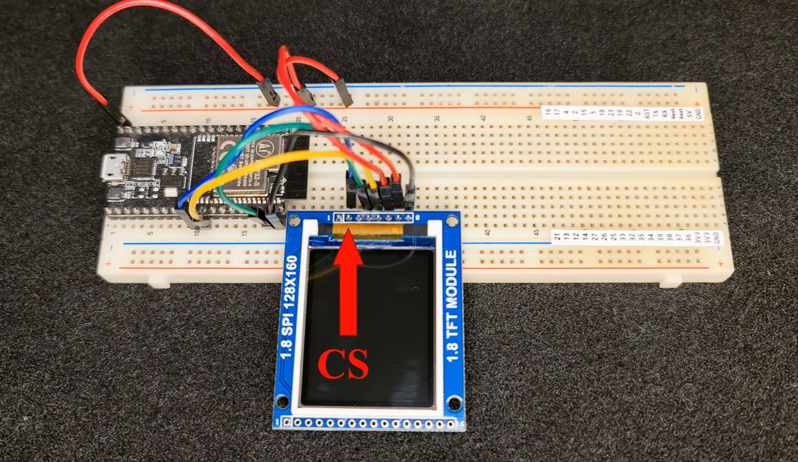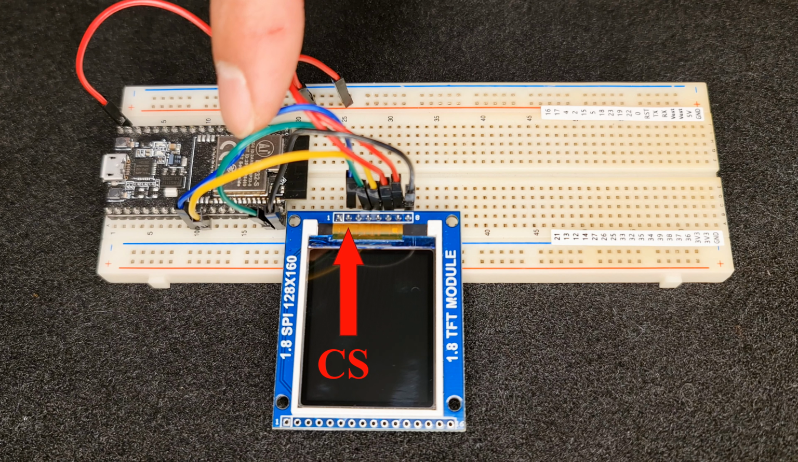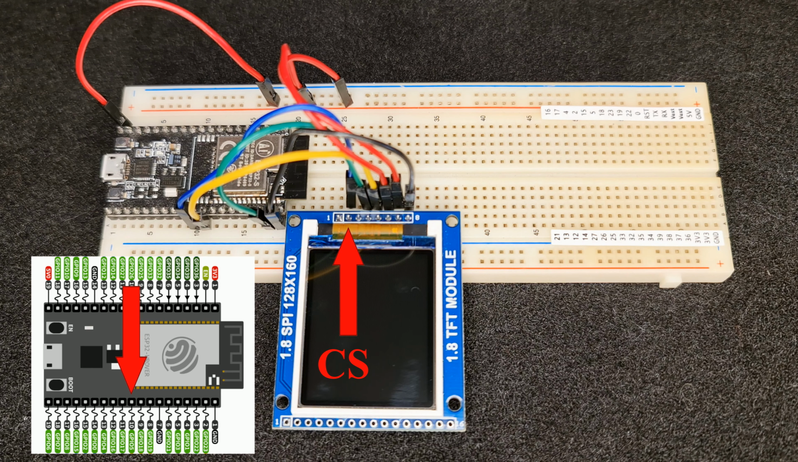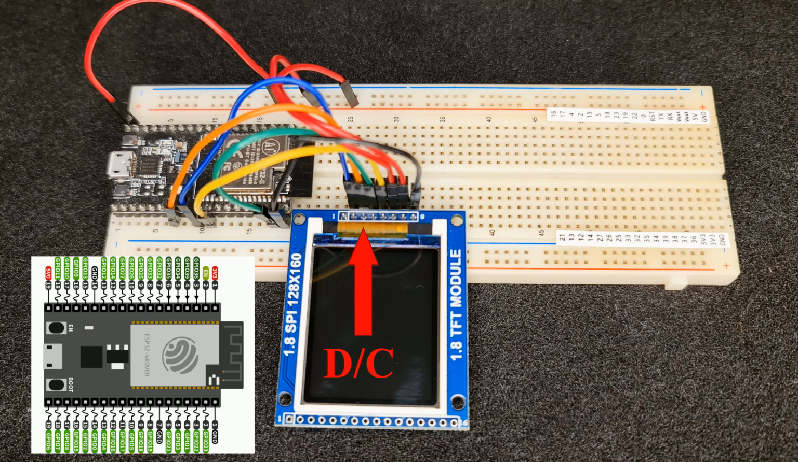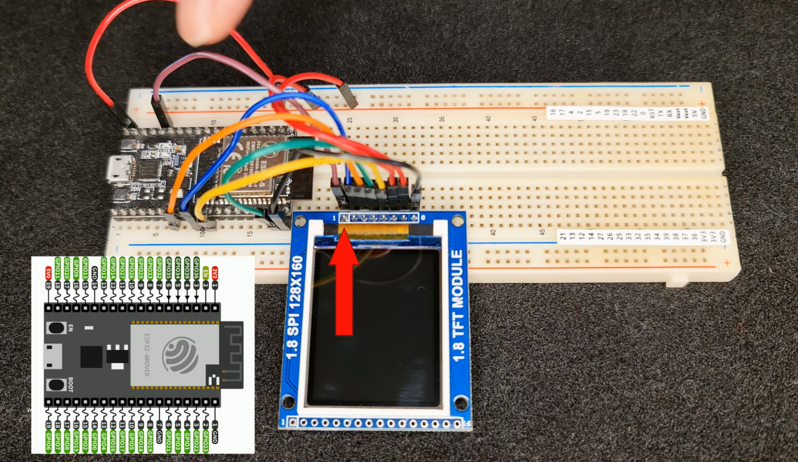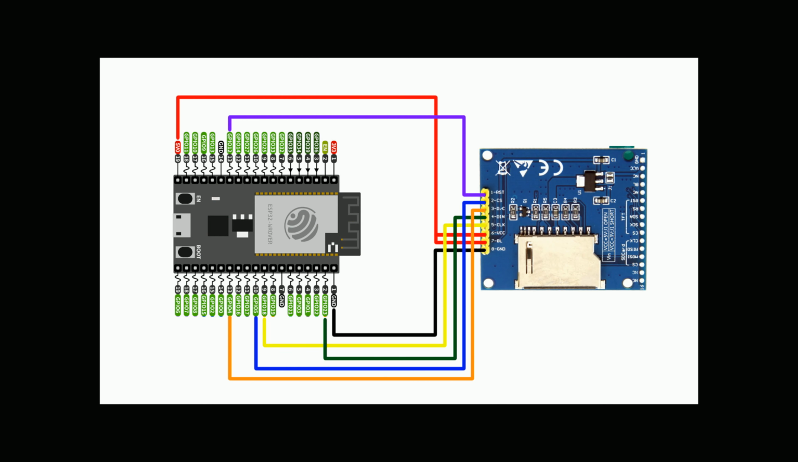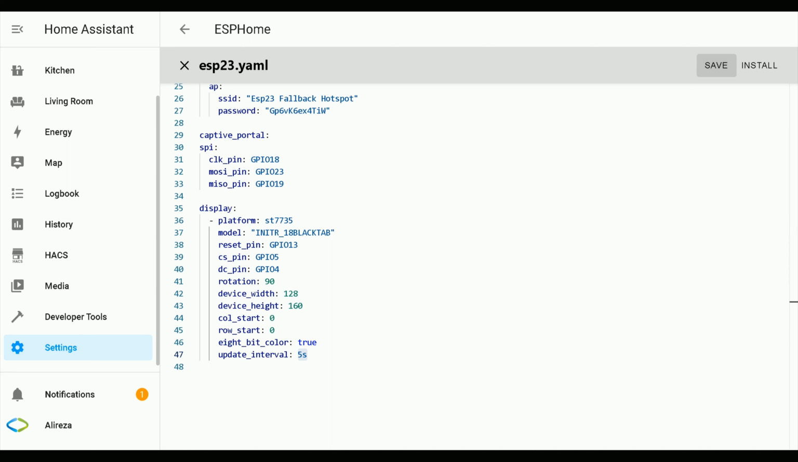I connected the CS pin of the display, pin number 2, to GPIO5, the blue wire. Connected pin number 3, the DC pin of the display, to GPIO4, the orange wire. Connected pin number 1, the reset pin of the display, to GPIO13 of the development board, this wire. Wiring is done. Let's continue editing the YAML file. I save the edited YAML file in order to not lose anything.